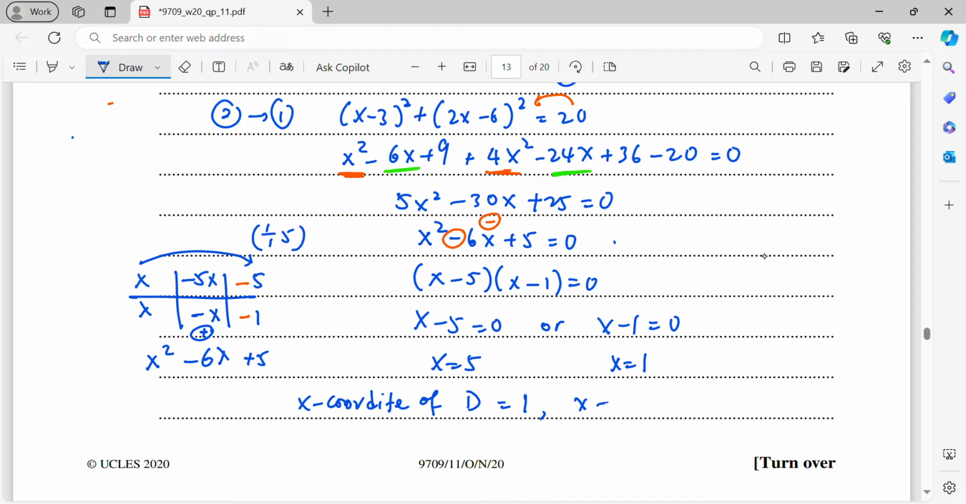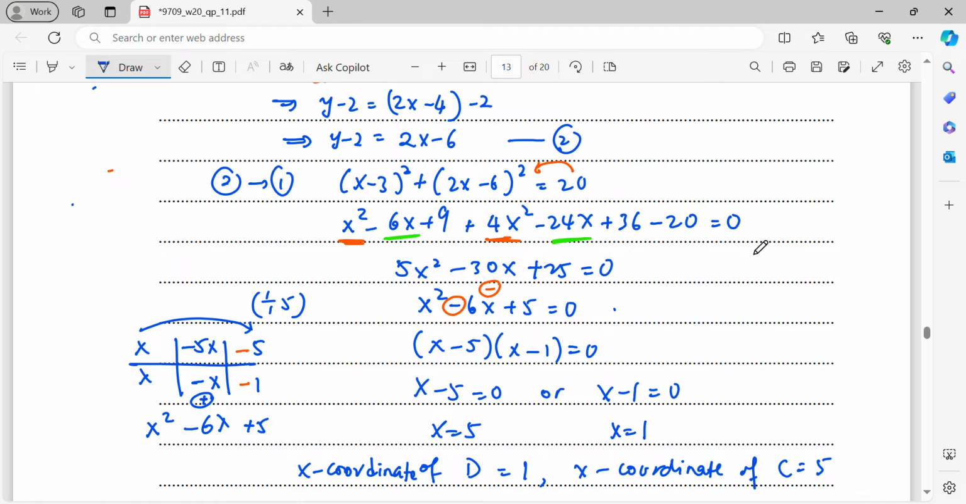And then the x coordinate of C will be 5. Okay, so that's all for the working.